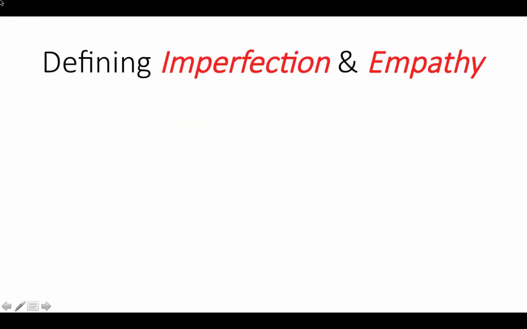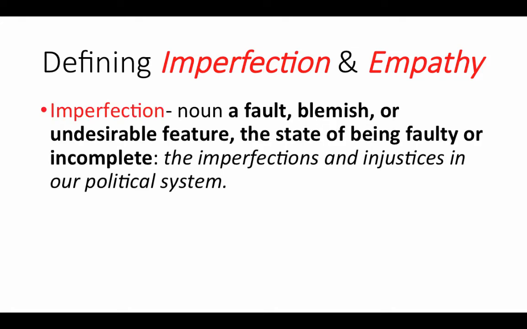All right, before we begin, let's define a couple words because many of you may not know what the word imperfection or the word empathy means. And so I went straight to the dictionary to get you a clear and concise definition. Let's start with imperfection. Imperfection is a noun, and it means a fault, a blemish, or undesirable feature, the state of being faulty or incomplete. If we were to use this in a sentence, it might mean the imperfections and injustices in our political system. So obviously imperfection is the opposite of perfection.